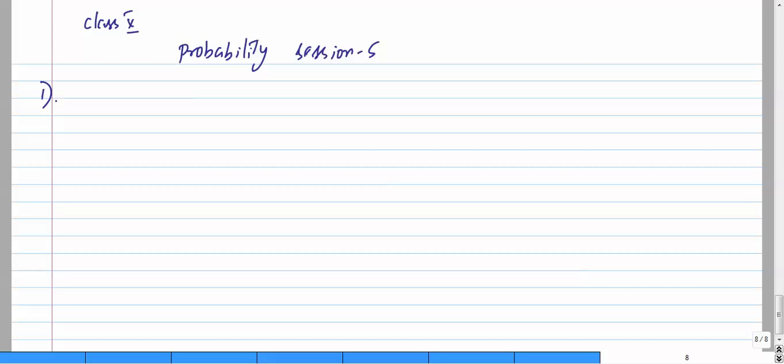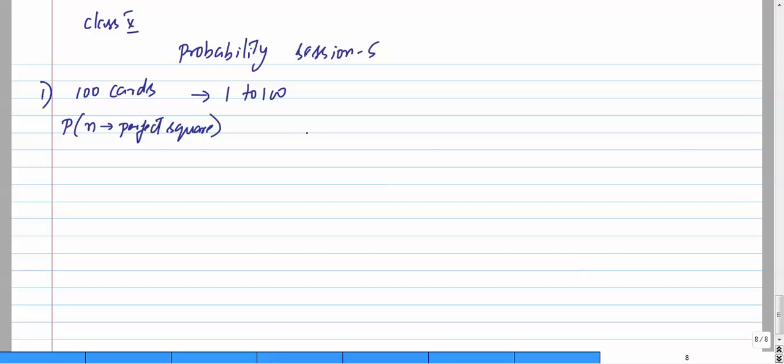A card is drawn from a pack of 100 cards. How many cards do we have? 100 cards, all numbered 1 to 100. Find the probability of drawing a number which is a perfect square.